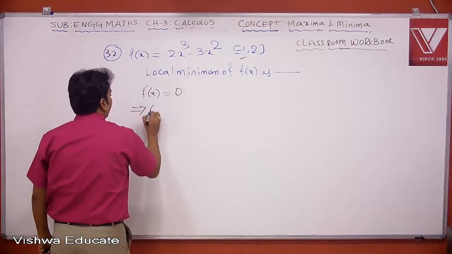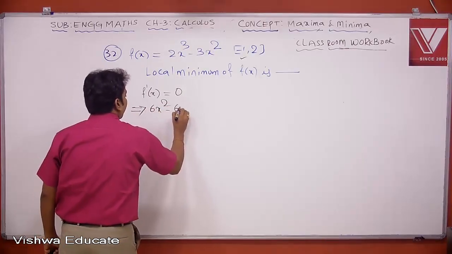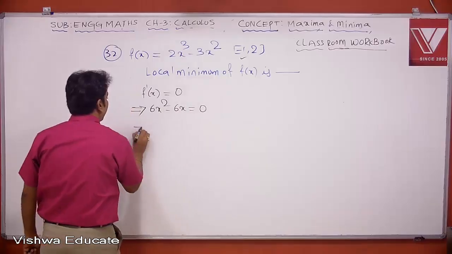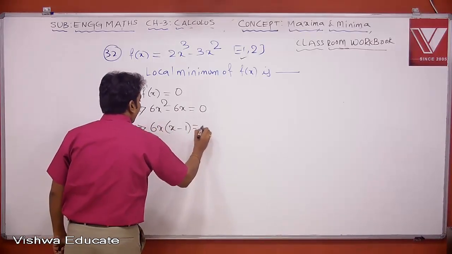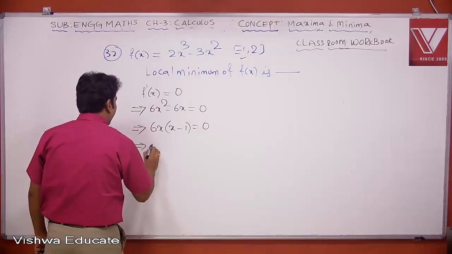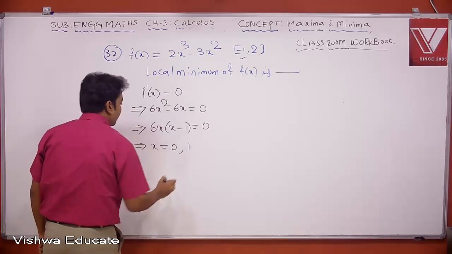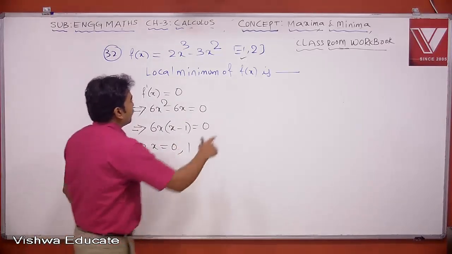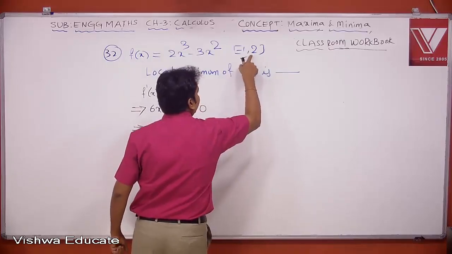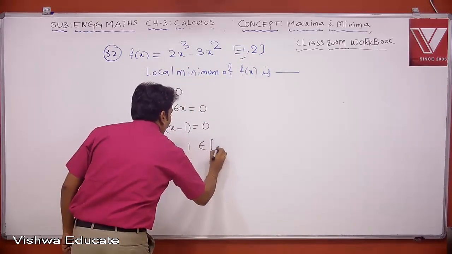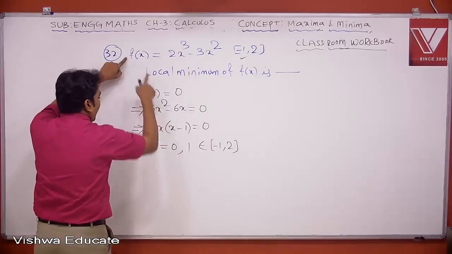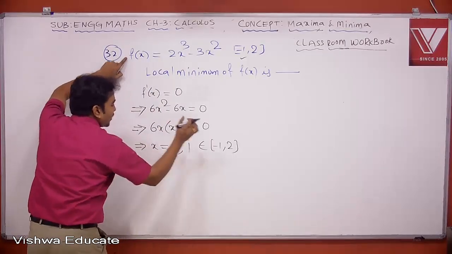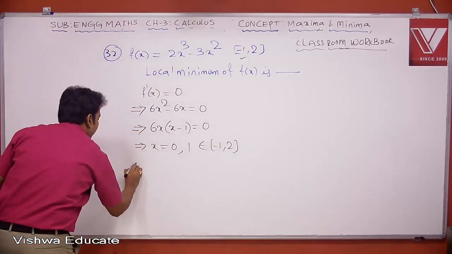This implies the derivative is 6x square minus 6x equal to 0. This implies 6x into x minus 1 equal to 0. This implies x equal to 0 comma 1. Now both the stationary points belong to the closed interval minus 1 comma 2. So calculate the function value at these points as well as the endpoints of this interval.